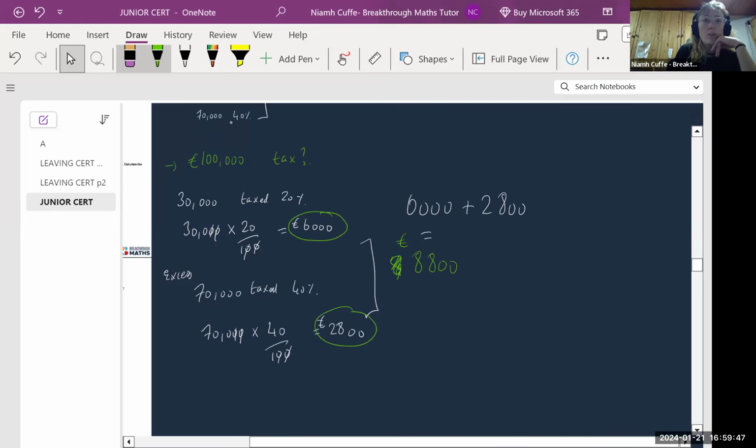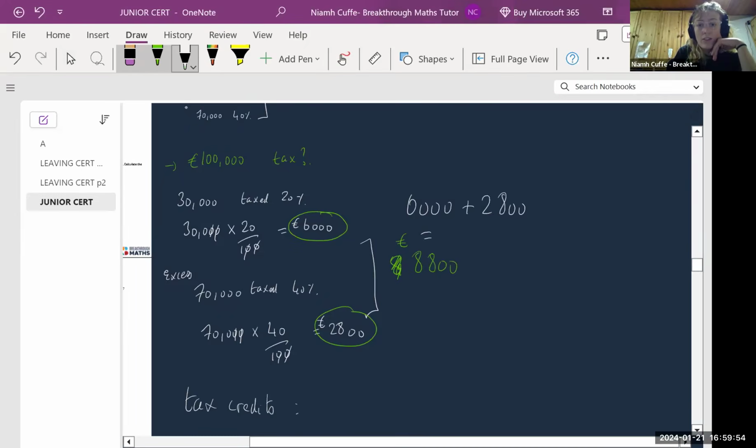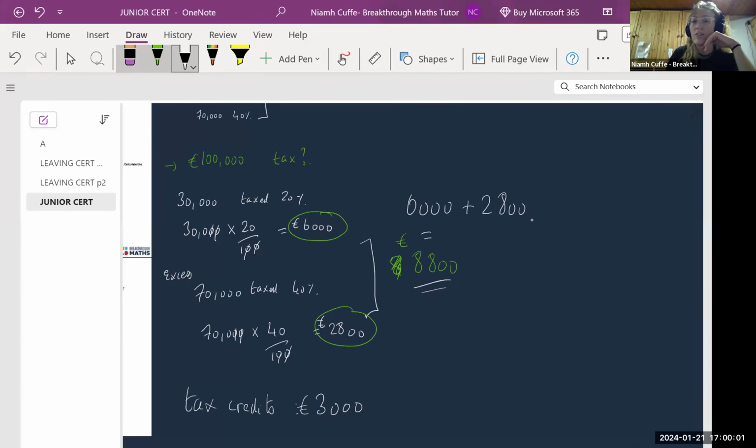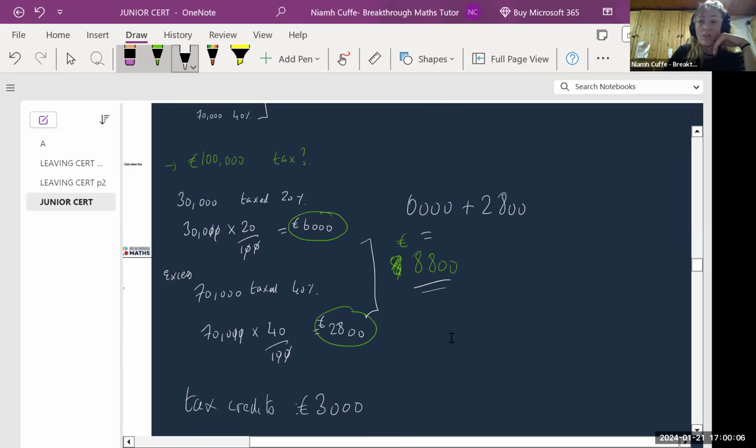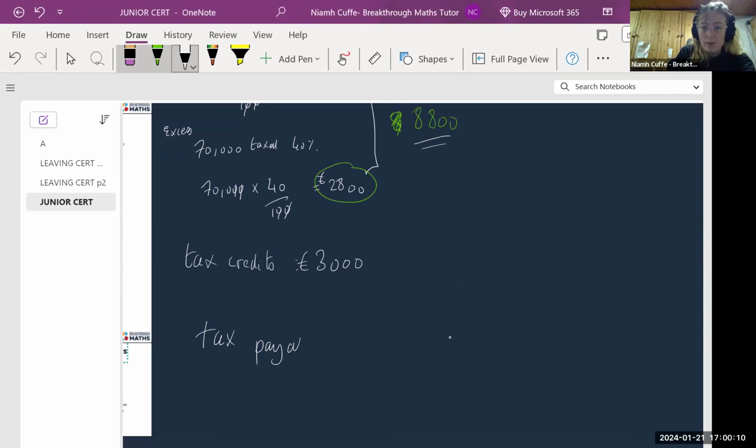So let's say that the government says, listen, you have had a hell of a year. I'm going to give you tax credits of 3,000 euro this year. Then that means, guys, I'm actually not going to pay that full 8,800. I'm actually going to pay 3,000 less than that. So my tax payable, the amount of tax I end up paying in the end, it's going to be 8,800 minus 3,000. And I end up with 5,800.